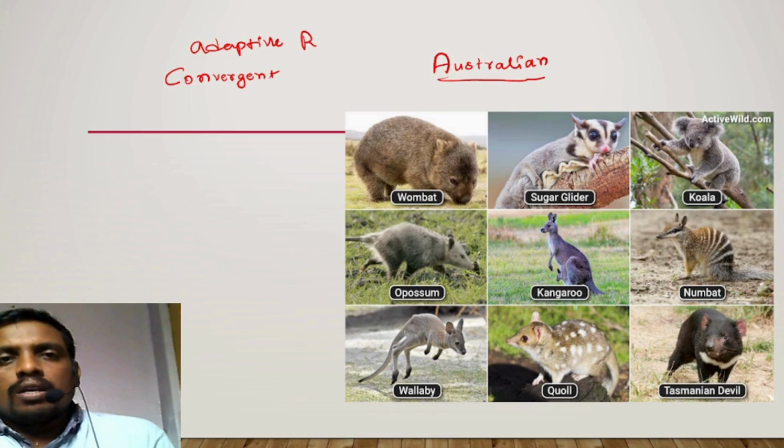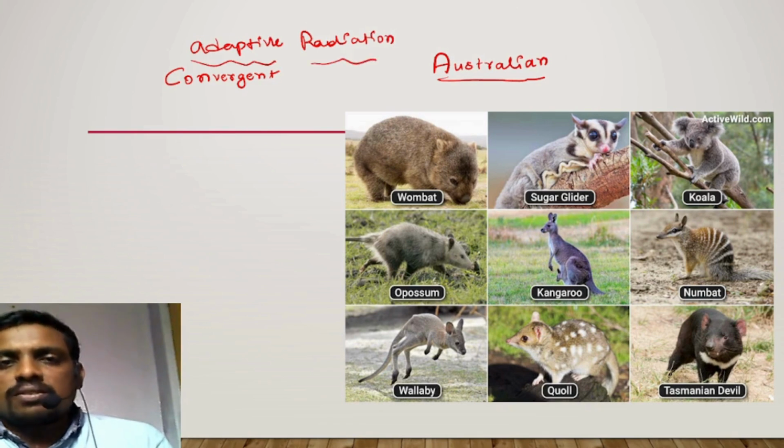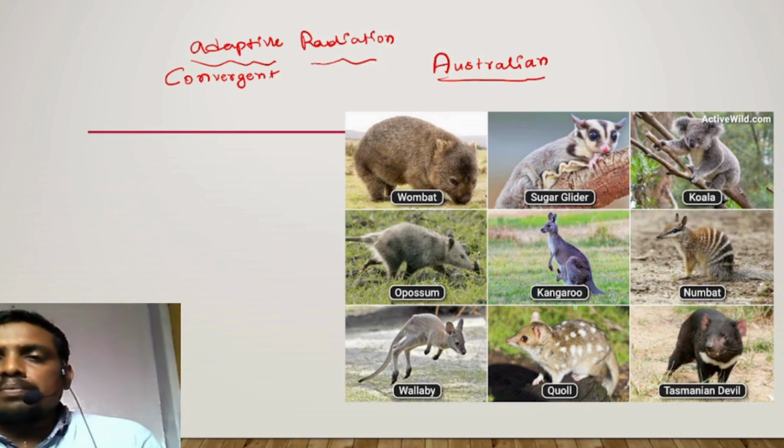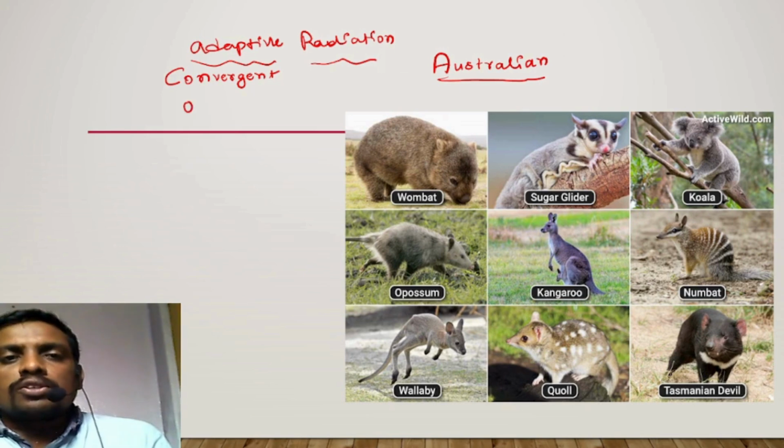When more than one adaptive radiation occurs in a specific species, it leads to convergent evolution, and during convergent evolution, it leads to the origin of many species.